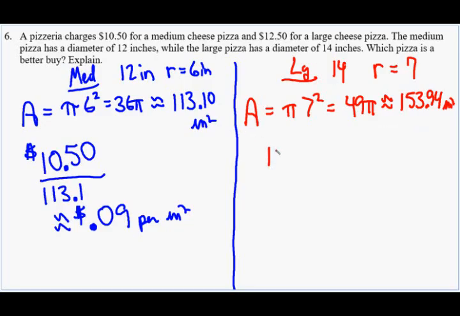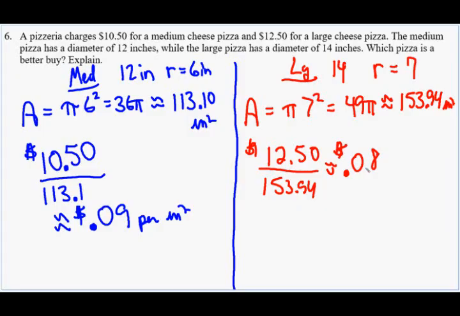And then we're going to take the price of that large. The large pizza was $12.50. We're going to divide that by the 153.94, and we get about 0.08. So that'd be 8 cents, or $0.08 per square inch. So if we break it down to how much you're paying for a square inch, you're getting a better deal with the large pizza.